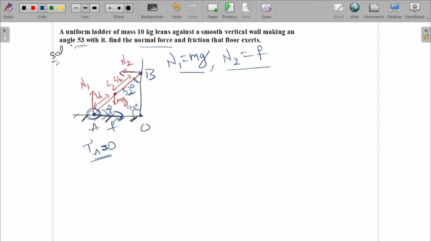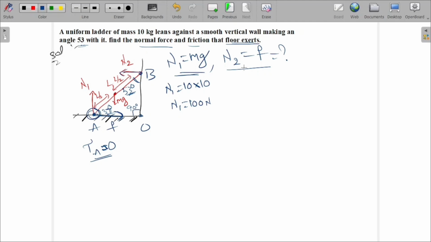N1 is mg, N2 equal to F. That's what they are asking: find the normal force and the friction that the floor exerts. The floor exerts N1, and N2 is the frictional force they ask us to find. So N1 equal to how much? Mass is 10 kg into g, take the g value as 10, no problem. So N1 equal to 100 newtons. N2 we don't know, we are about to find it out.